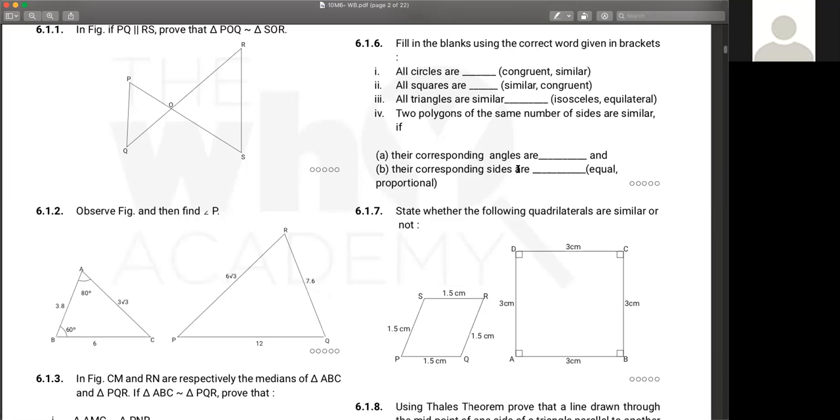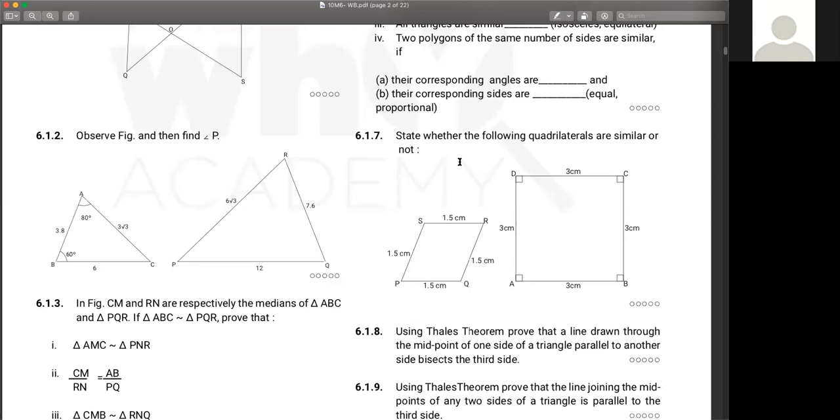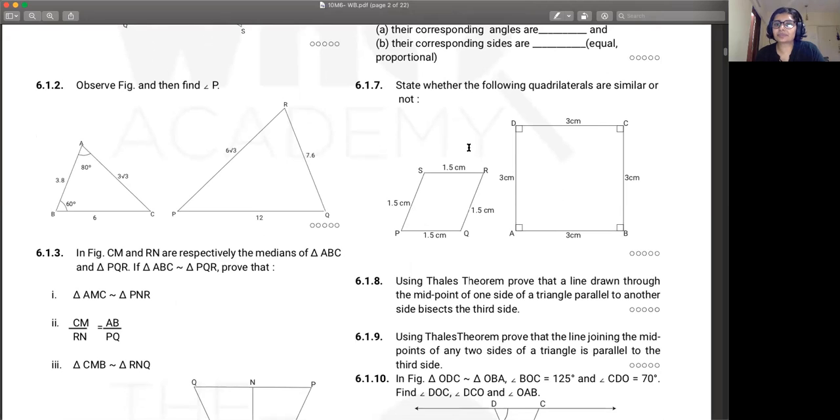I'm sorry, could you repeat that? We're doing 6.1.6. So two polygons of same number of sides. If they should be similar, then corresponding sides should be equal or proportional? Proportional. Very good. Okay. Next, Krish Agrawal. State whether the following quadrilaterals are similar or not. Are they similar or why not? Their angles are different. Yes. So even though sides are in proportion, सारे sides equal है, ratio 1/2 है, their angles are different. So the shape itself is different, इसलिए they are not similar.